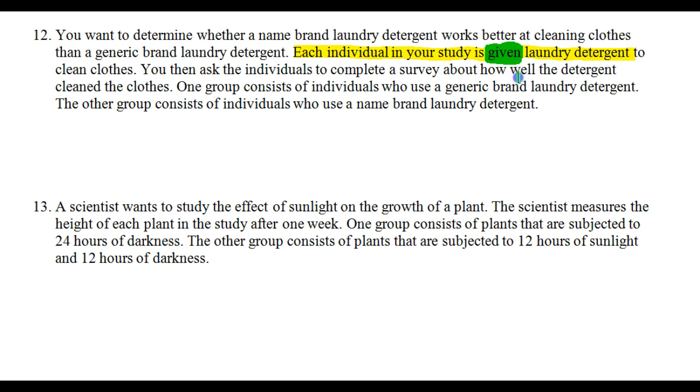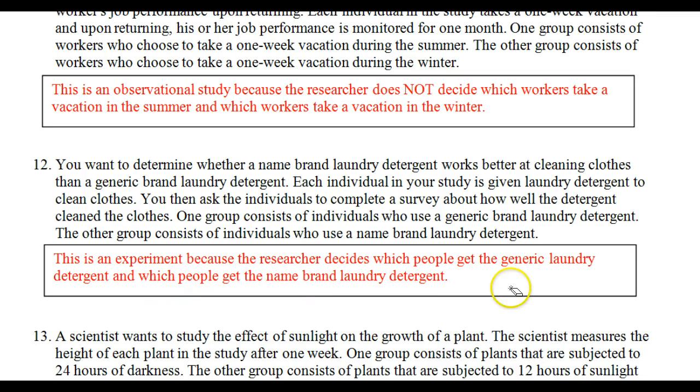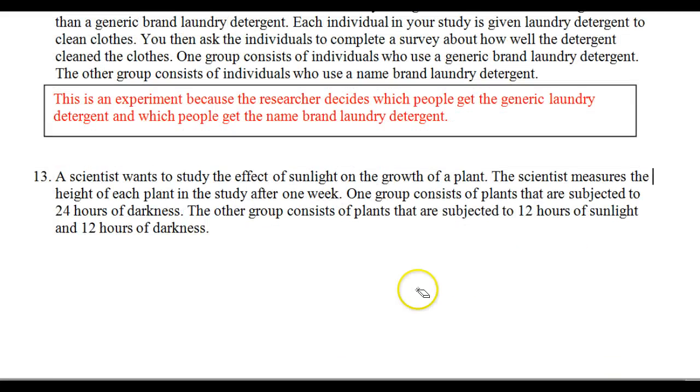That means that the researcher is deciding who's getting which kind. They didn't choose their own laundry detergent and the researcher just came along and gave them a survey. They were given the laundry detergent by the researchers. So that makes this an experiment. So there you go. You might write it up like that. This is an experiment because the researcher decides which people get the generic laundry detergent and which people get the name brand laundry detergent. Let us look at one final example.